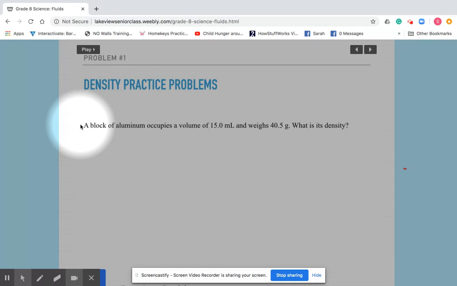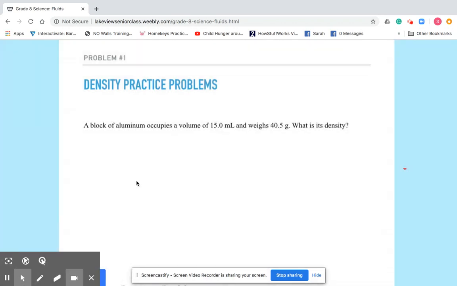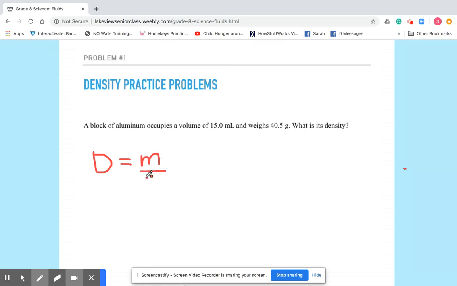So the question number 1 is, a block of aluminum occupies a volume of 15 milliliters. So it's telling us that the volume here is 15 milliliters, and it weighs or has a mass of 40.5 grams. They want us to find the density. So looking back at our page, we need to find the equation that it's asking us for. So it's asking us to find density. So that means I need the density equation, and I want you to write down the equation as well. Density is equal to mass divided by the volume. Okay, so that's the formula that we're going to be using.